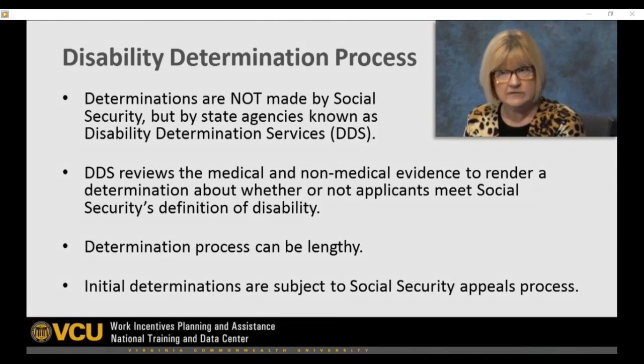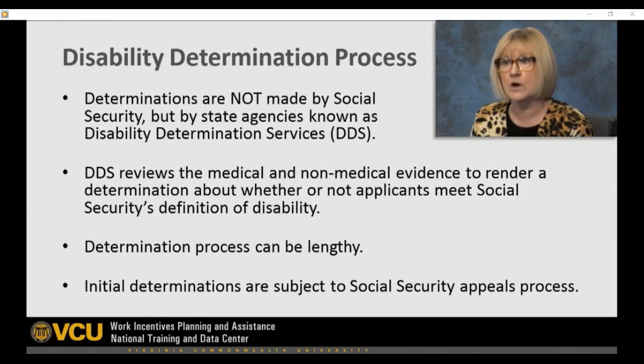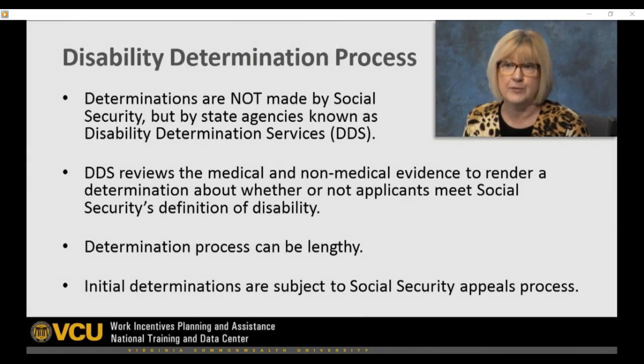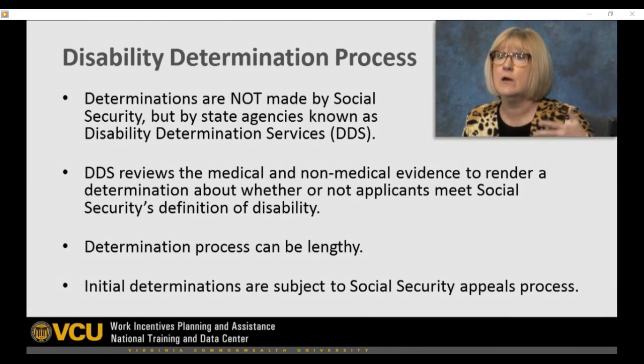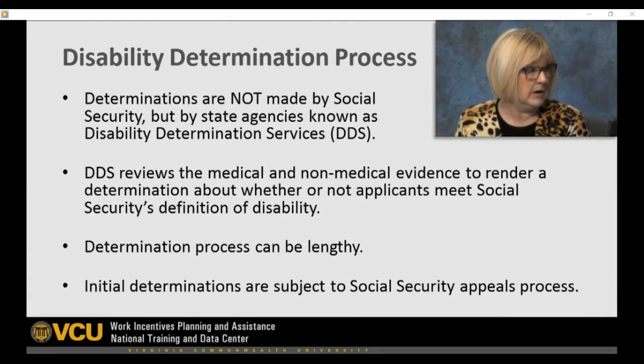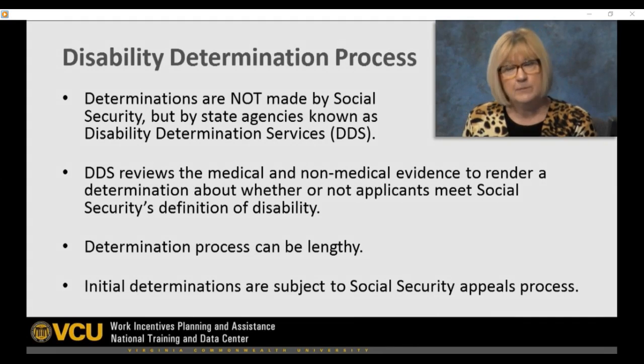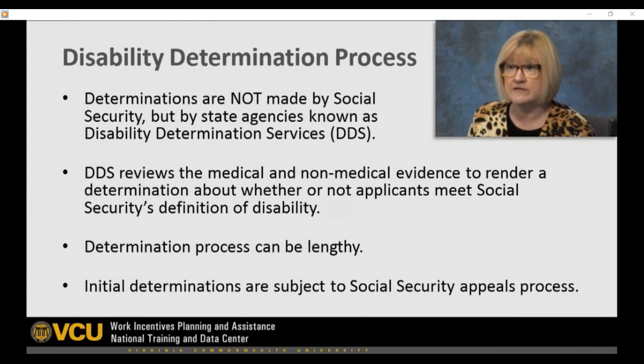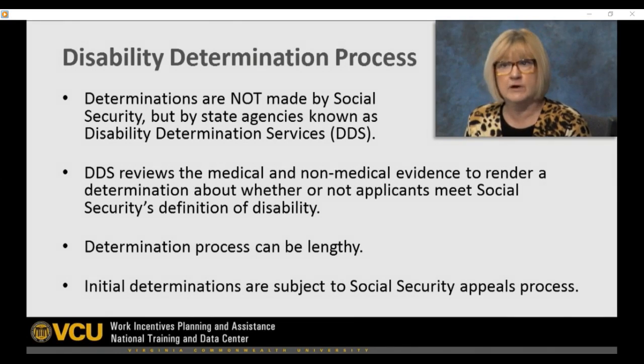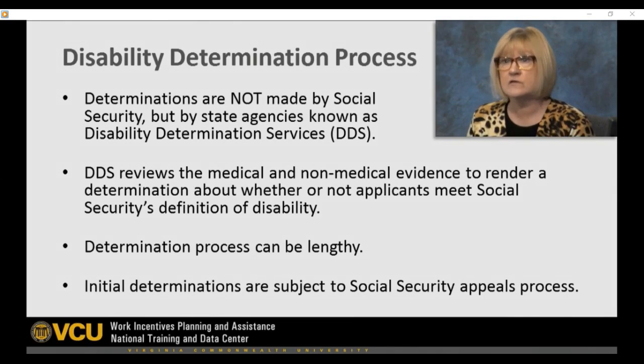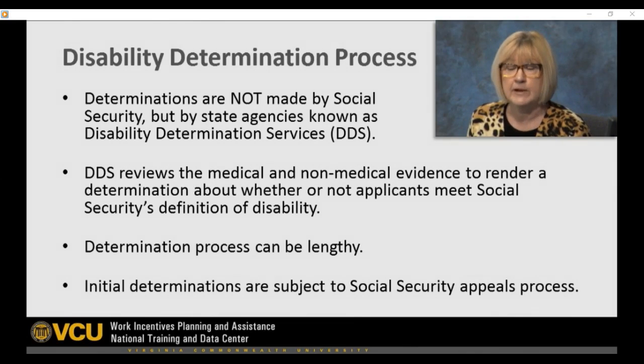So DDS, not Social Security, is the one who actually reviews the medical and non-medical evidence to render that determination about whether or not you meet Social Security's definition of disability, which we read on that slide a couple of slides back. Something to be aware of, you probably already realize this, the determination process can be lengthy. It requires a lot of medical records. Some people don't have their medical records.